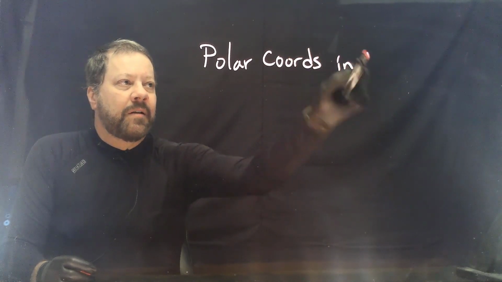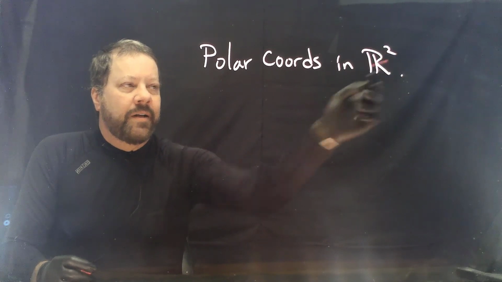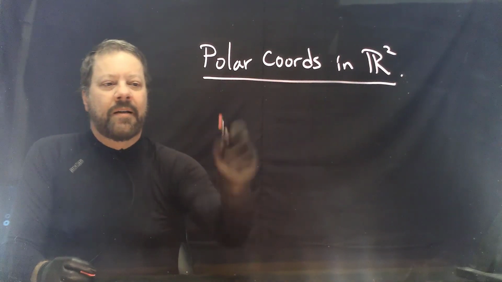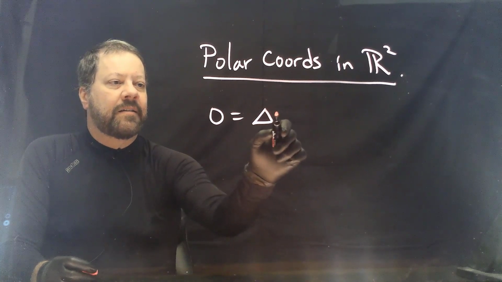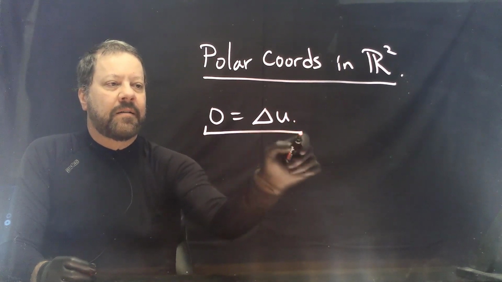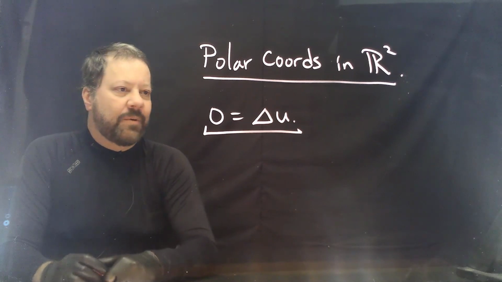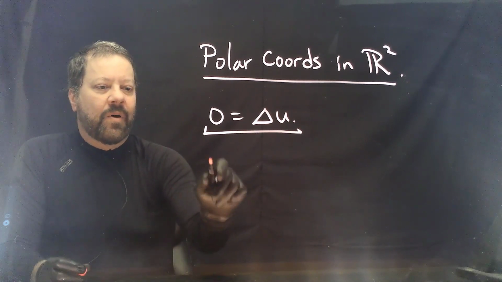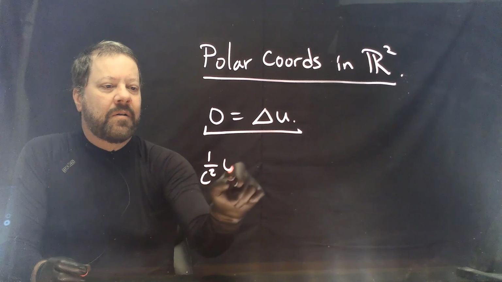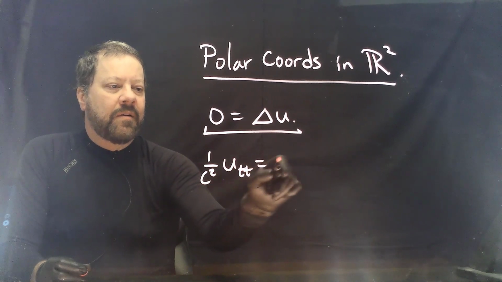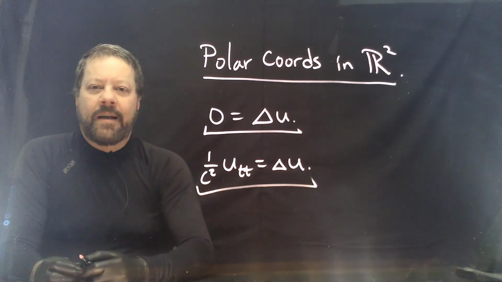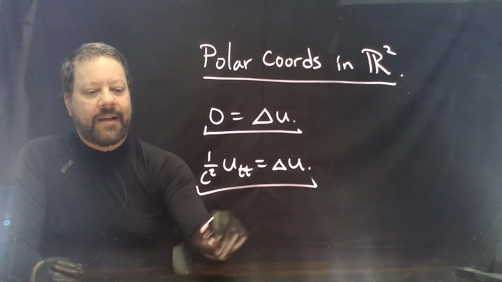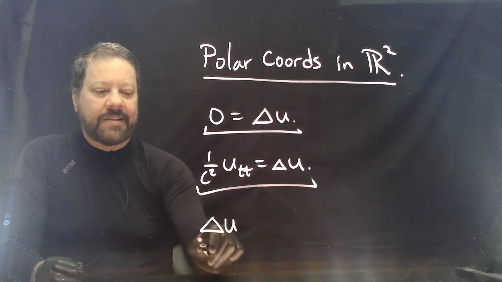Today we're going to talk about polar coordinates in R2. In particular, we'll be looking at things like the Laplacian equal to 0, or the wave equation. And these are all dependent upon our calculation of the Laplacian.